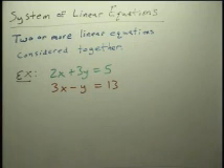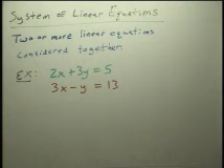Here's an example of a system of linear equations in two variables. The first equation is 2x plus 3y equals 5. The second equation is 3x minus y equals 13. We want to consider these together.